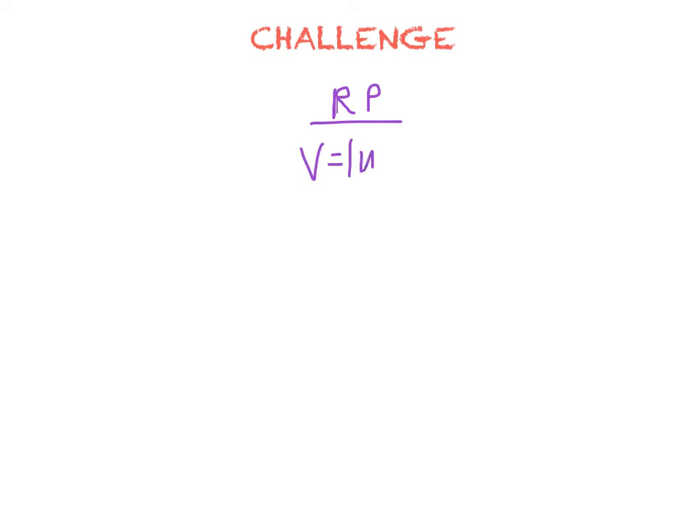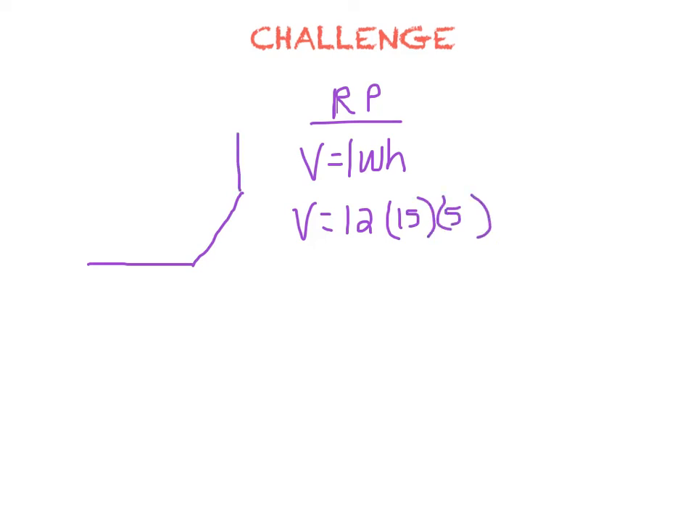Volume equals length times width times height. The length of the bottom of the house is 12. The width is 15. And the height is 5. So when I multiply those all out, I get the volume is 900 cubic feet for that bottom level, kind of the first floor.